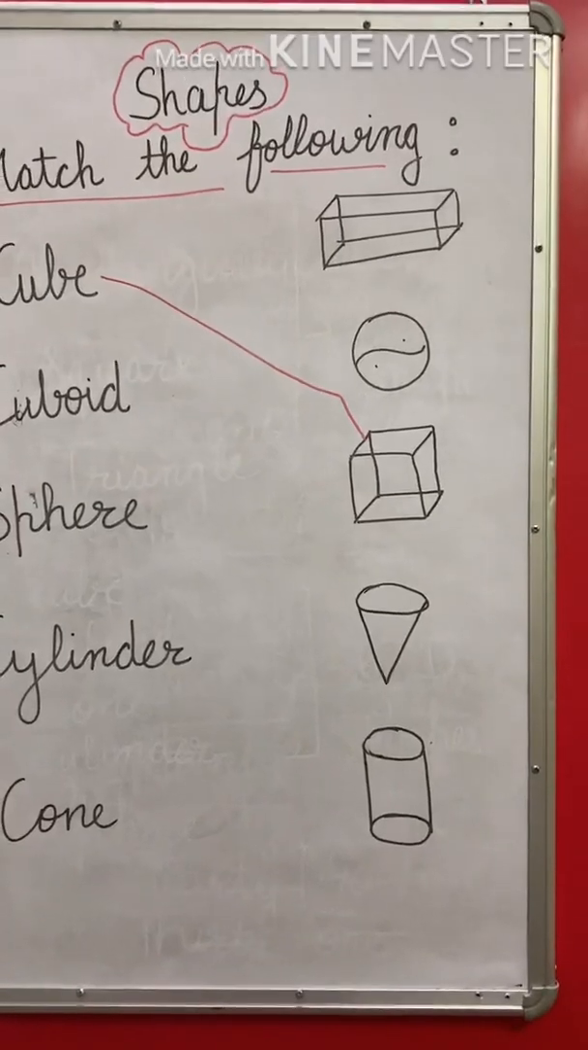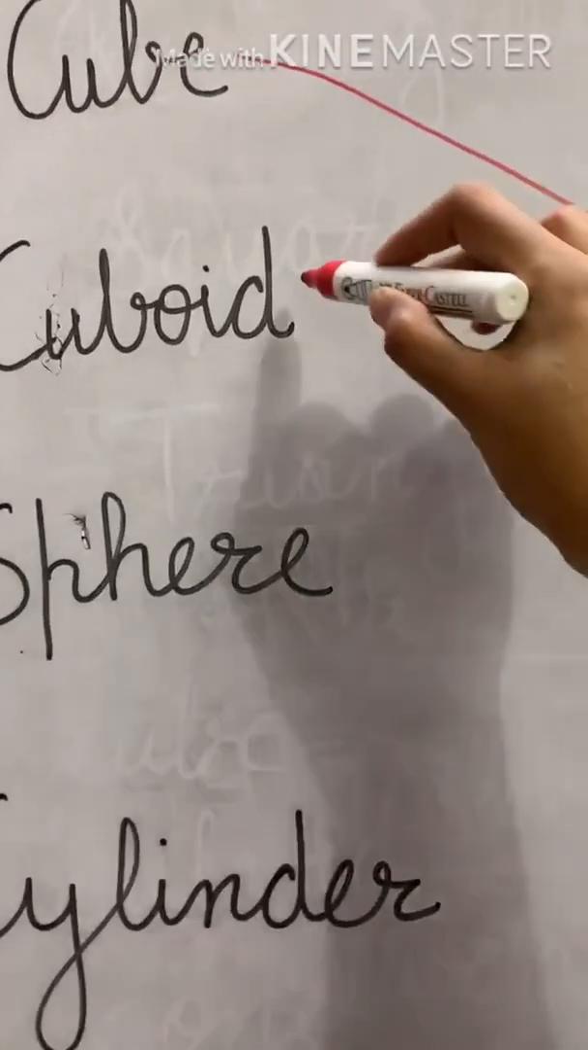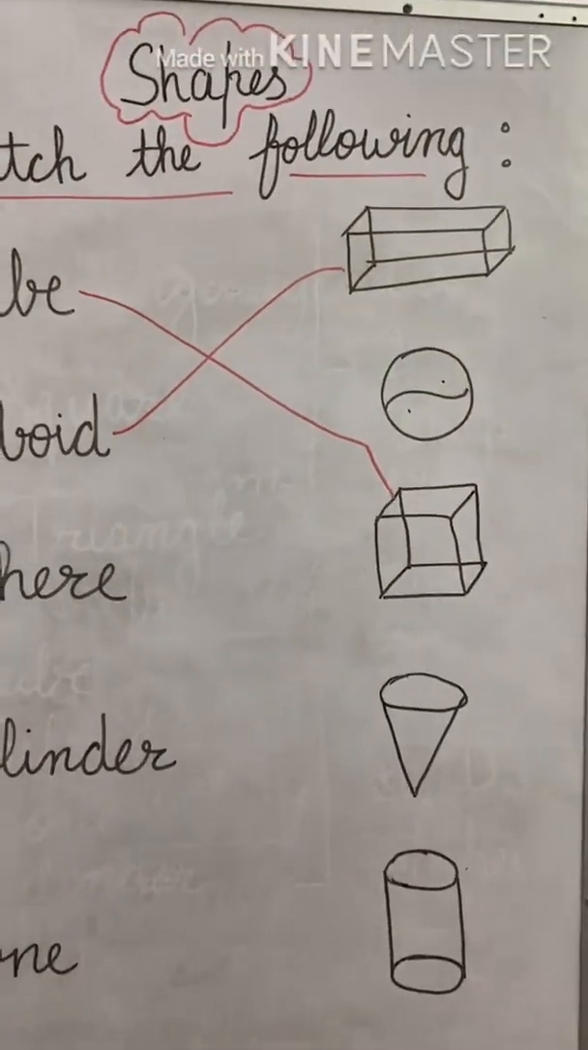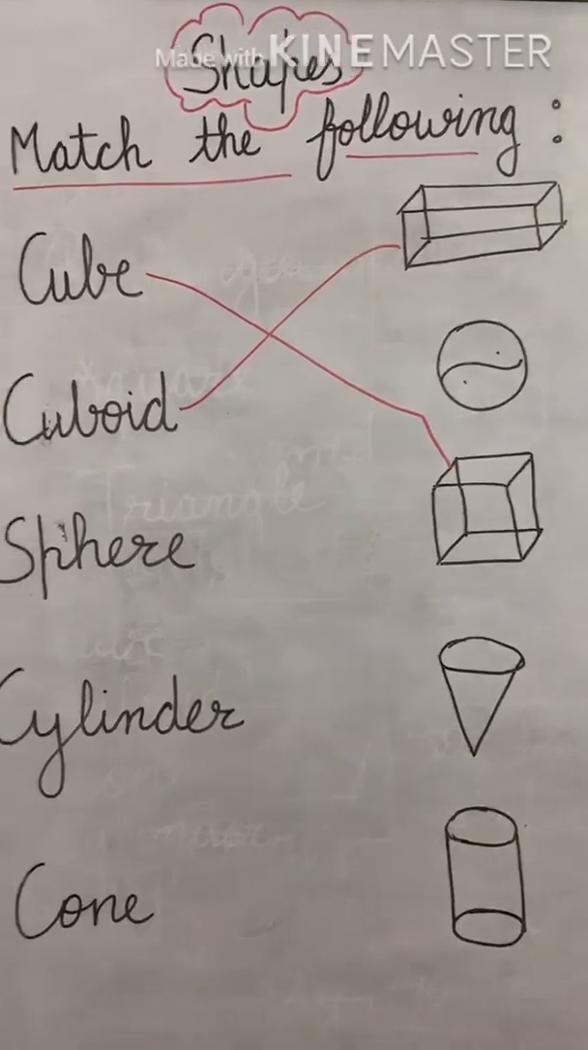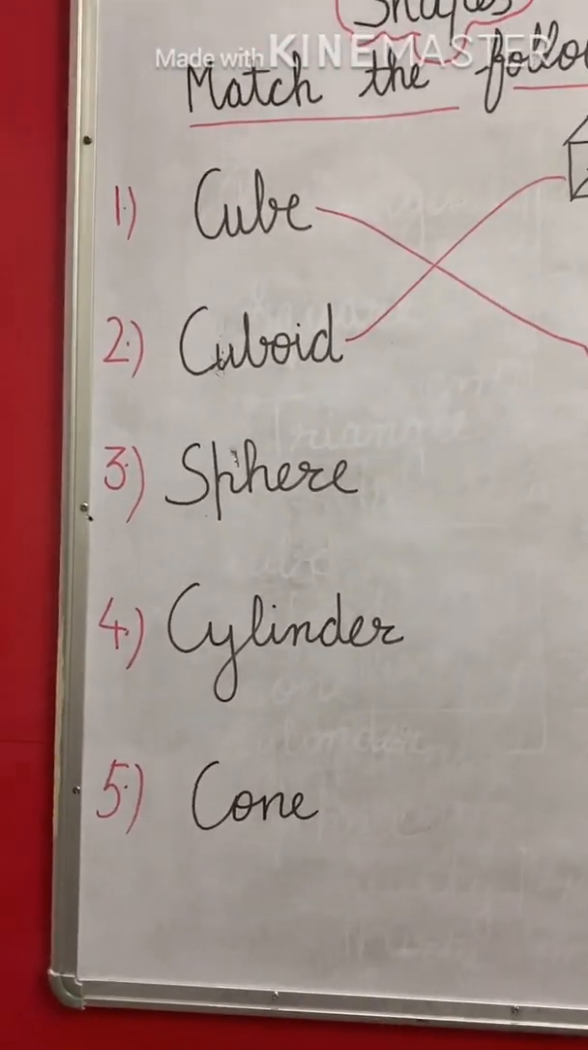Alright. Cuboid is kind of rectangle. So where do you find a rectangle? Yes, it is the first one. So we are going to match the cuboid with this first one. It seems to be like a rectangle. Solid rectangular shape is known as cuboid.